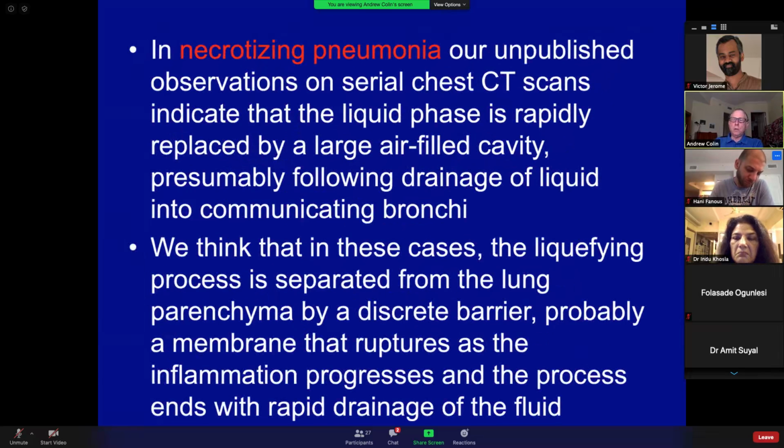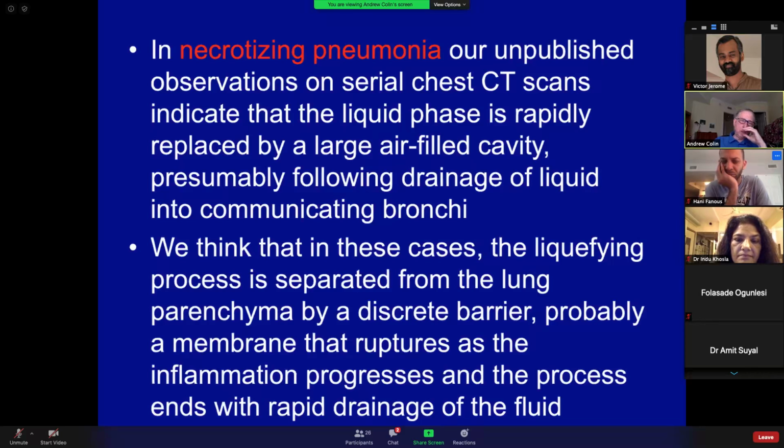In necrotizing pneumonia, our unpublished observations on serial chest CT scans indicate that the liquid phase is rapidly replaced by a large air-filled cavity, presumably following drainage of liquid into communicating bronchi. We think that in these cases, the liquefying process is separated from the lung parenchyma by a discrete barrier, probably a membrane, that ruptures as the inflammation progresses, and the process ends with rapid drainage of the fluid.